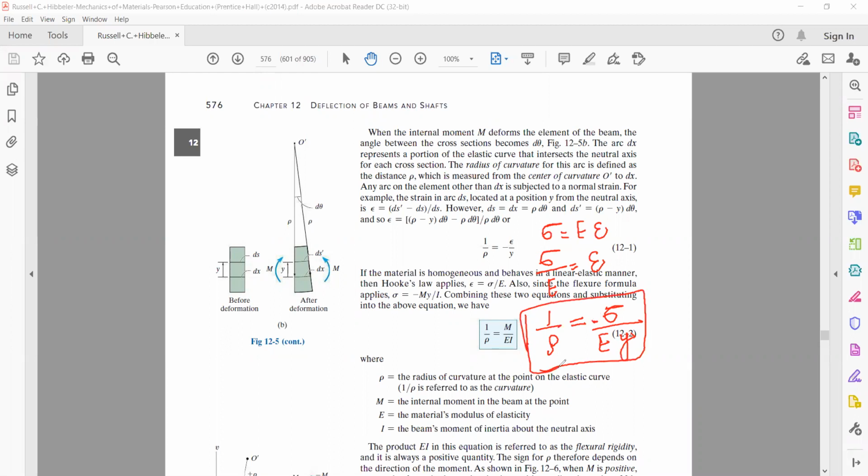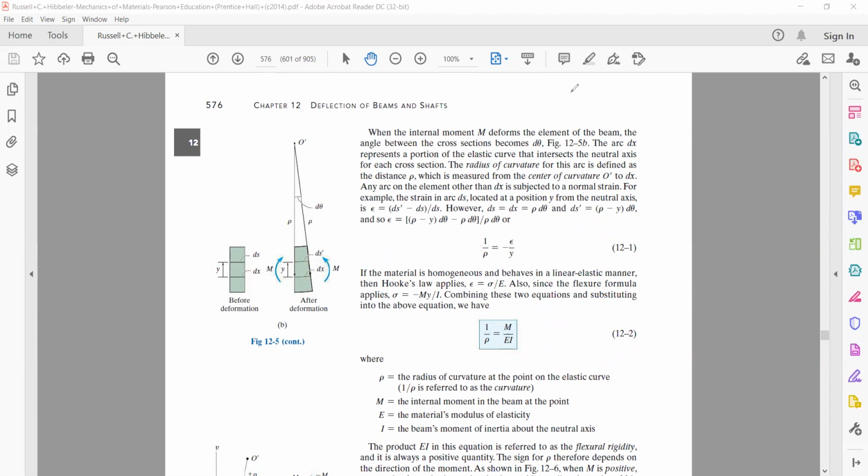So this is a very important formula: sigma divided by E into y is equal to 1 by rho. Sigma represents the stress which is produced in this plane. So sigma is the stress, eta is the strain, E is the Young's modulus, in that very plane which is at a distance y measured from the neutral axis, and rho represents the radius of curvature.